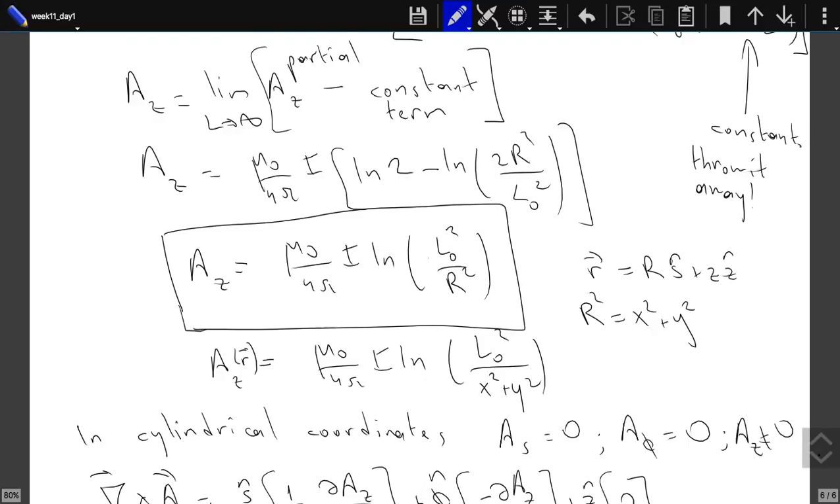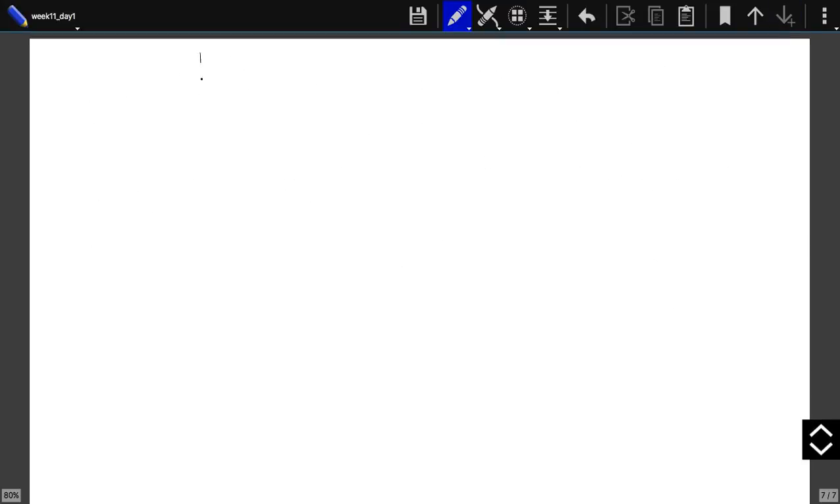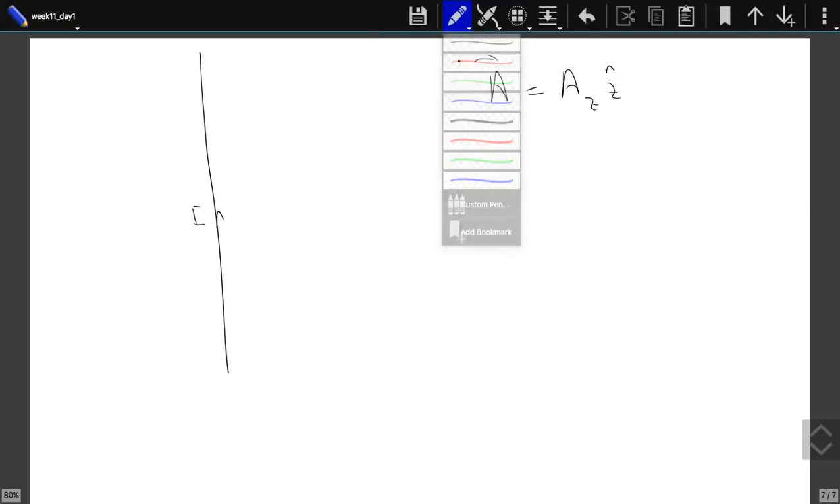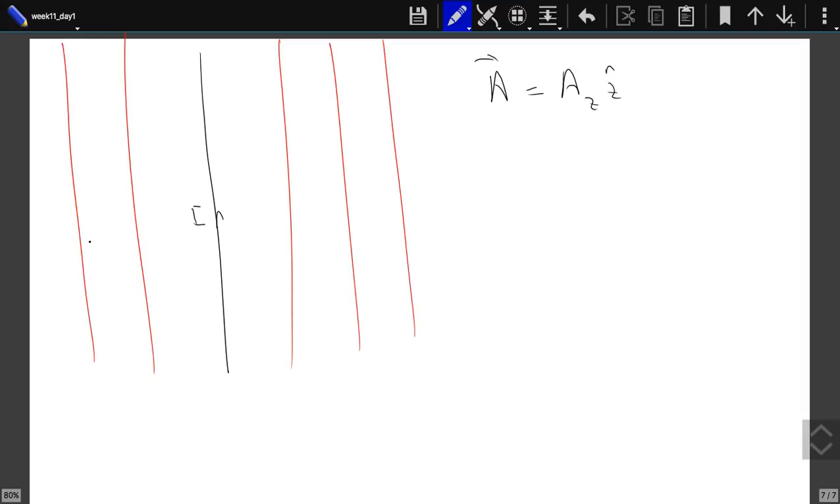Let's draw our vector field. This is my wire. My vector potential is A_z in the z direction. So these are my vector fields, vector potentials. Well, let's say this has a distance L0.